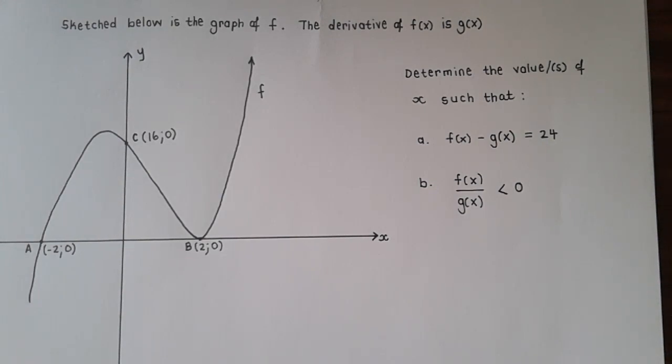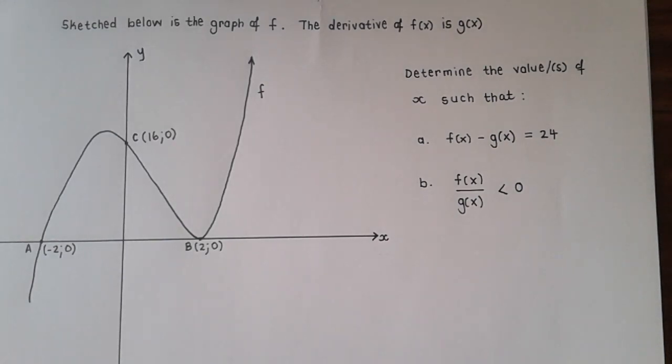Again, sketched below is the graph of f. The derivative of f(x) is g(x). We have on screen a sketch of f(x), and we recognize f(x) to be a cubic function. But we are not given the sketch of g(x), only told that g(x) is the derivative function.